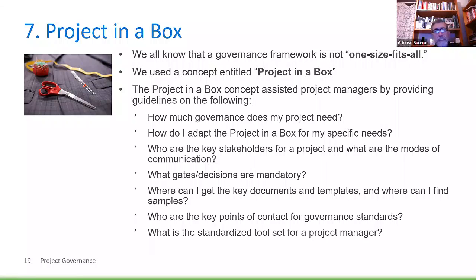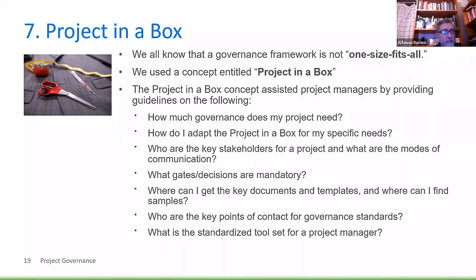Guidelines about how much governance my project needs. Second, how do I adapt the project in a box for my specific needs for this particular project? Number three, who are the key stakeholders, the key points to contact for a project, and what are the modes of communication? What gates of decisions are mandatory? Where can I get the key documents and templates, or where can I find samples?